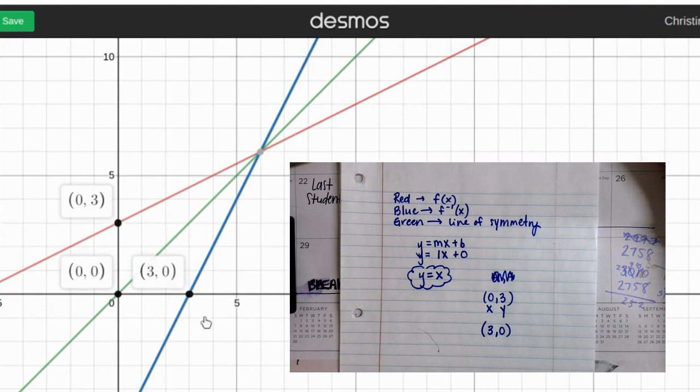So whenever we have the inverse, just like in our tables, we're flipping the x and y. Same goes for a graph here. We flip the x and y. So if (0, 3) was my original, (3, 0) would be my inverse. Another one here, I have (4, 5) on my original. (5, 4) is going to be the point on my inverse.